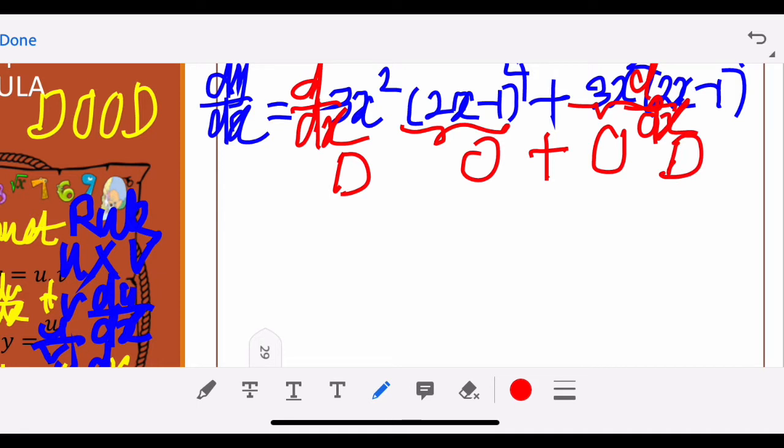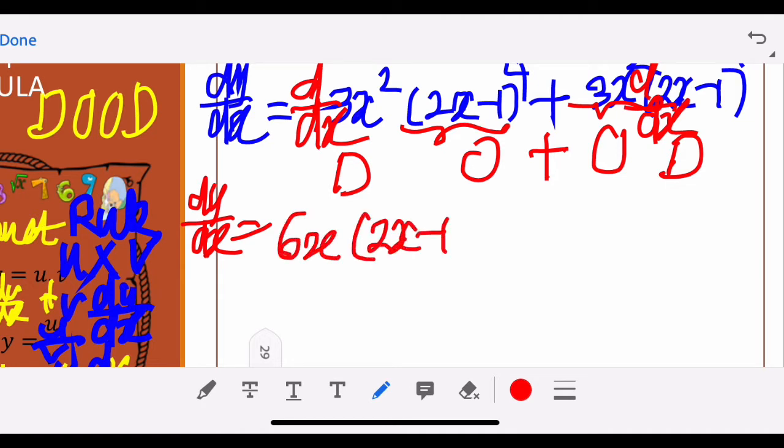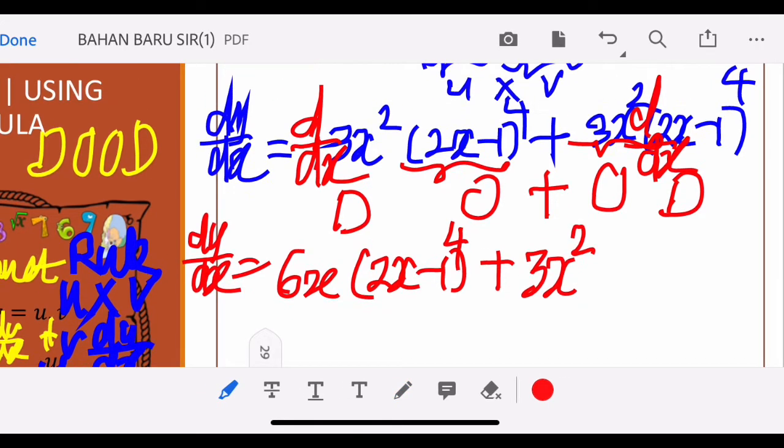So dy dx is equal to, when I differentiate 3x squared, I will get 2 times 3, 6x, right? This one don't do, copy. Then this one, just now you differentiated 3x squared, right? So now you don't differentiate. That means each term gets one turn to be differentiated. So 3x squared you don't differentiate because you differentiated already. Now you differentiate this thing, right?